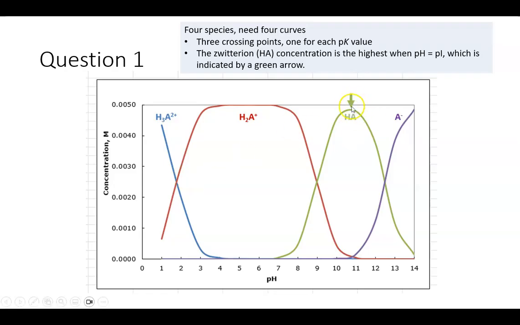The zwitterion is over here. This arrow right here indicates the pI, because the pI is that pH at which the zwitterion concentration is the highest. So that would be the peak of this curve right here. And that would be in between the pK2 value for the amino group and the pKr for the guanidino group.